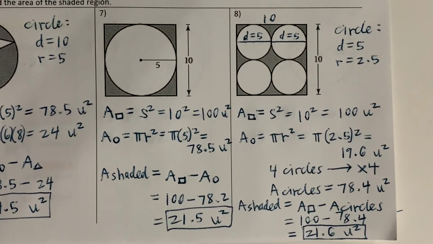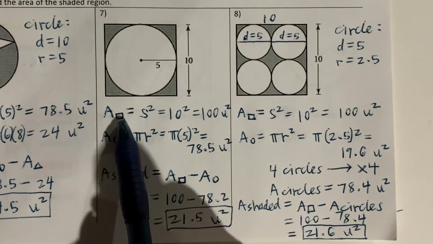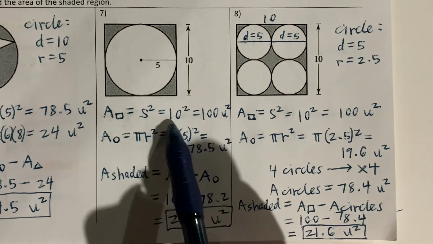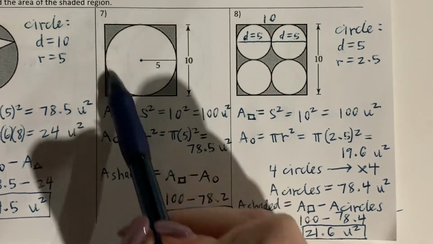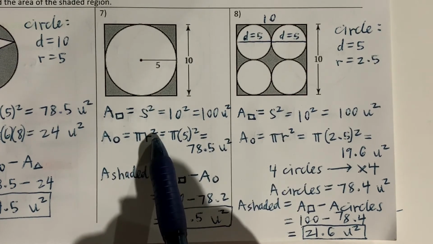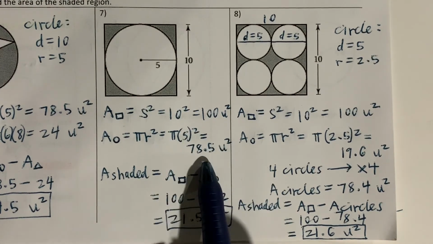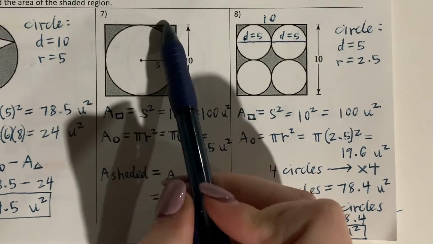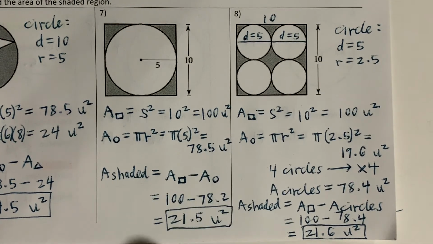All right, so in you try 7, I first found the area of my outside figure, which was a square. And if you recall, area of a square is side length squared. Our side length was 10, or 10 by 10. So we did 10 squared to get 100 square units for area of a square. Then I found area of my inside figure, which was the circle. So we were doing pi r squared. My radius here was 5. So I did pi times 5 squared, and I got 78.5 square units. So then the area of the shaded region was the area between the square and the circle. So I was subtracting area of the square minus area of the circle, and I got 21.5 square units.